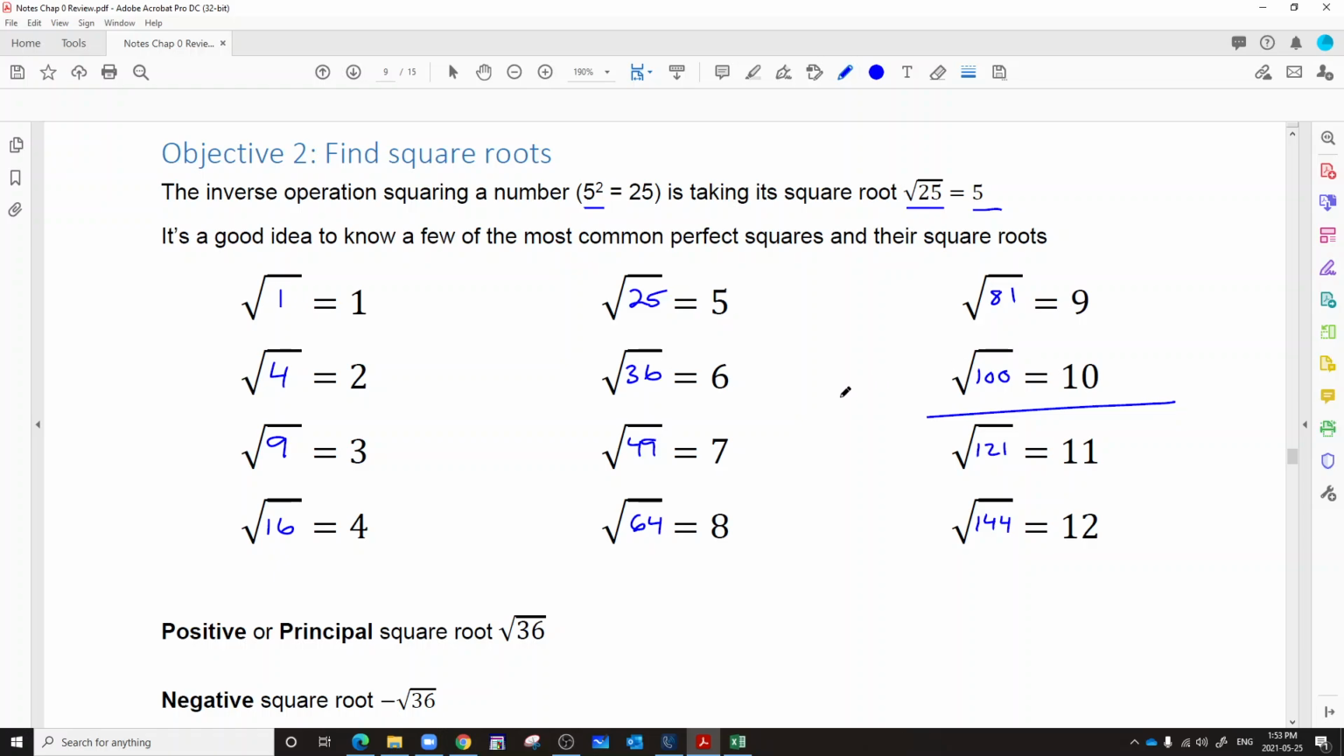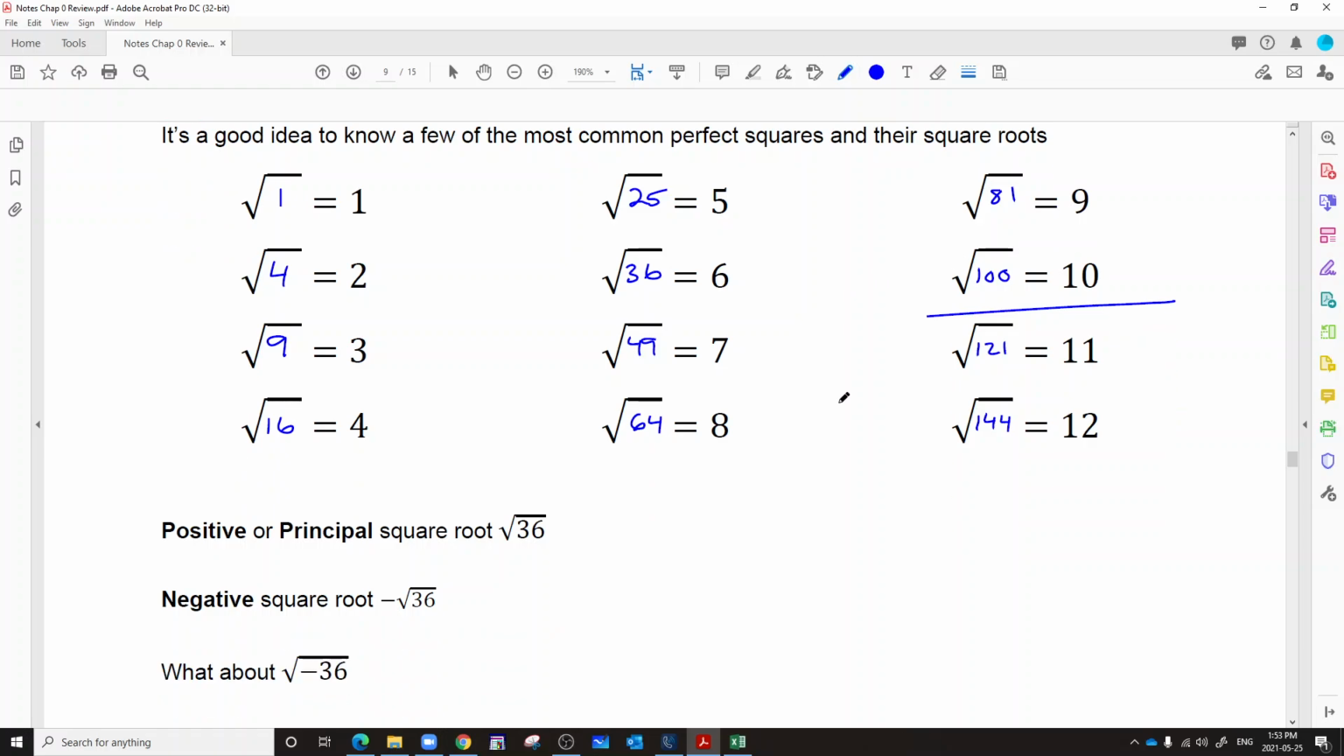Now, what we're looking at here is what's called the positive or principal square root. So if you're taking the square root of 36, you're just going to say it's 6. Right? It's a positive square root, and you get a positive answer. The only way you can get a negative answer with a square root is if there's a negative out front. So this is -1 times the square root of 36. In other words, this is -1 times 6 or -6.